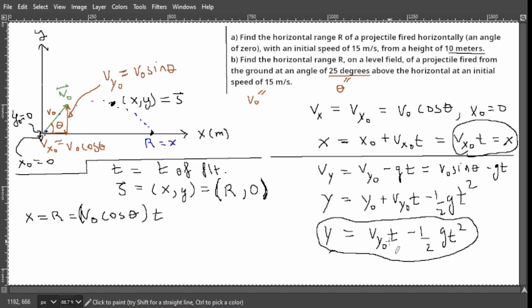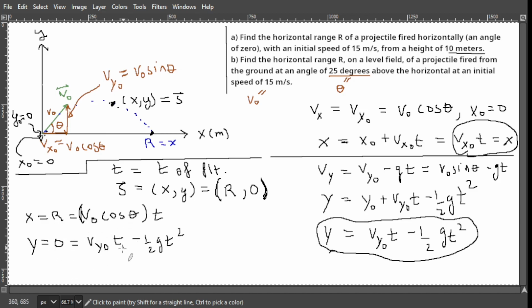So how am I going to get the time? Well, I can get it from this equation, because look what happens. At t equal to the time of flight, y is equal to 0, so that's equal to Vy0 t minus 1/2 gt squared. All that is equal to 0. So this is going to allow me to solve for the time from this equation. One thing I can do is divide both sides of this equation through by t.